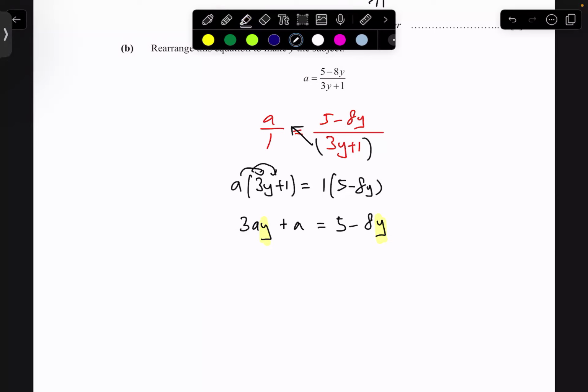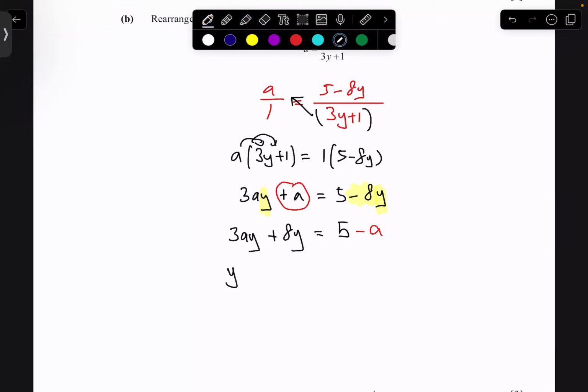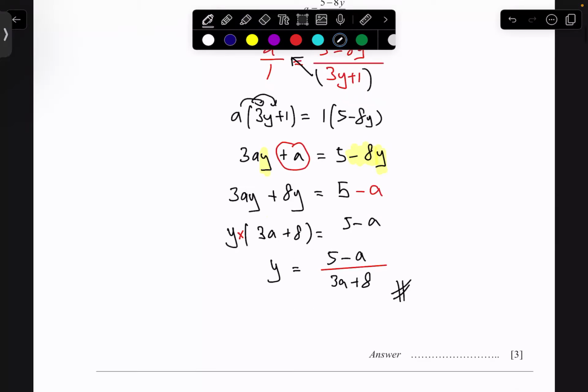I'm going to shift the negative 8y all to the left-hand side, so that I'll have 3ay plus 8y equals to 5. At the same time, I'm going to shift the positive a over, so it becomes minus a. Now, factorize out the y, I will have y times 3a plus 8 equals to 5 minus a, because right now this is connected by times. So you will divide the other side: y equals 5 minus a over 3a plus 8.